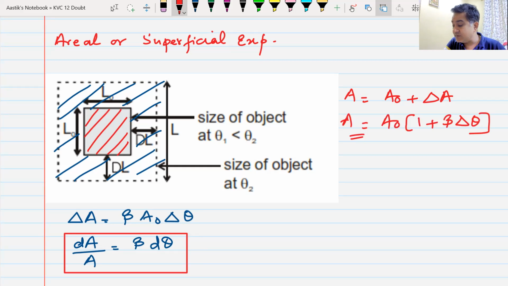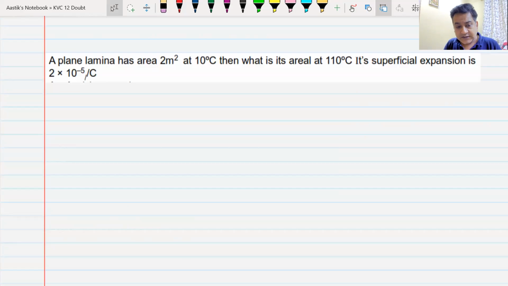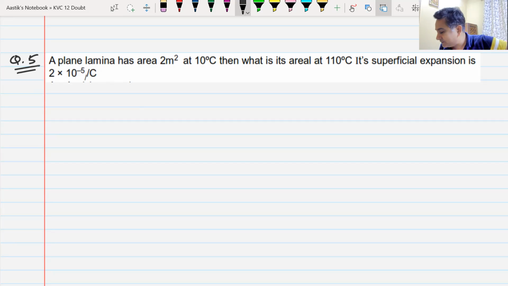A small question comes that locks this concept. Can I move on with the question? Yes, sir. This is a straightforward question. This type of question is more likely to come in JEE Main or in the NEET exam. They might not come in JEE Advanced because this is straight away put the formula, get the answer, and stay happy.